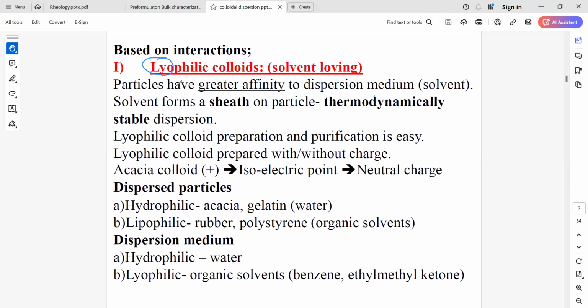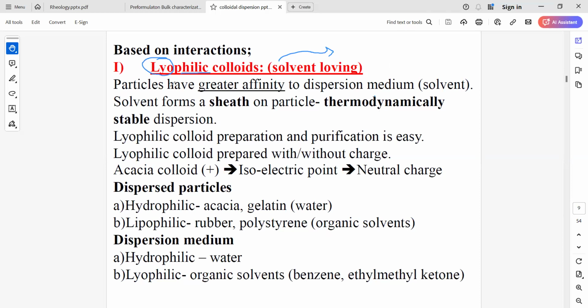Okay, so it is important. Philic means loving, so it's lyophilic colloids. These colloids are easy to prepare, the easiest to prepare. And lyophobic colloids are the hardest ones to form, and to stabilize.